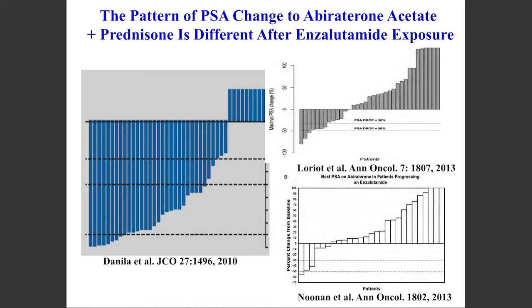The second example, as you saw from Dr. Sarda, the curves by Dr. Noonan, again, it looks quite different. This is the waterfall plot for abiraterone in the post-chemo space. And again, now looking at patients who receive abiraterone progressing on enzalutamide, a slightly different subset than the previous, and you see, again, a very different outcome.